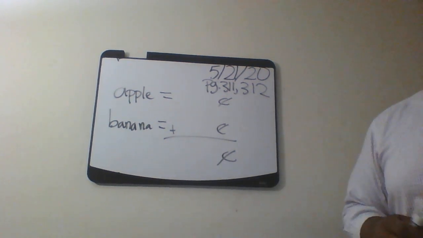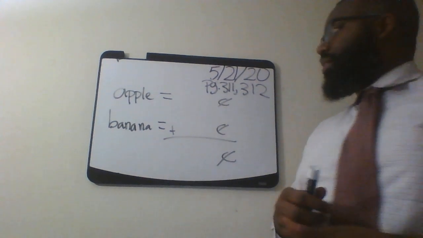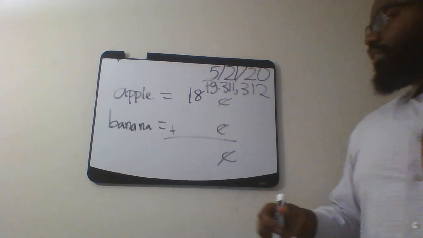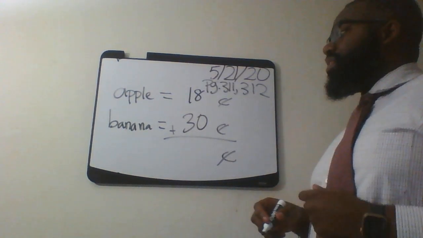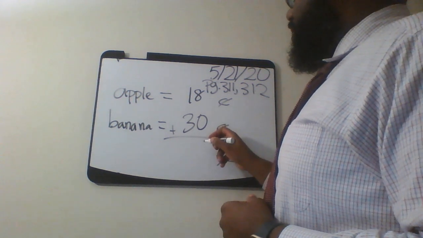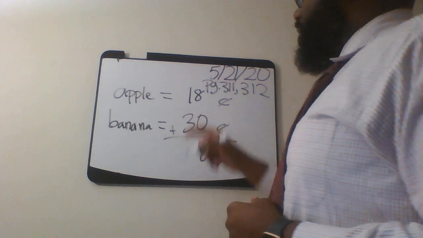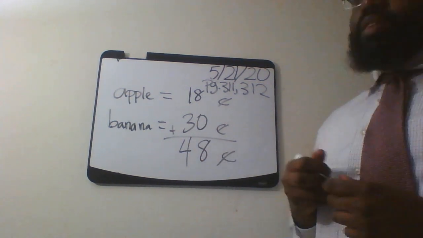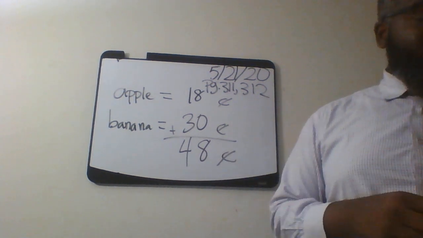So as we see, an apple is worth 18 cents. How much is a banana worth? As we look, a banana is worth 30 cents. So here we're adding 18 plus 30. That's easy. 8 plus 0 is 8, and 1 plus 3 is 4. So those two items combined will give you 48 cents. Let's move on to number 3.